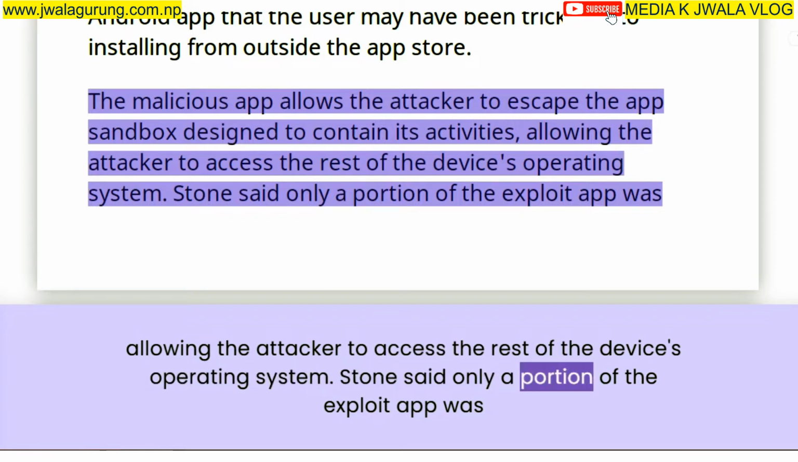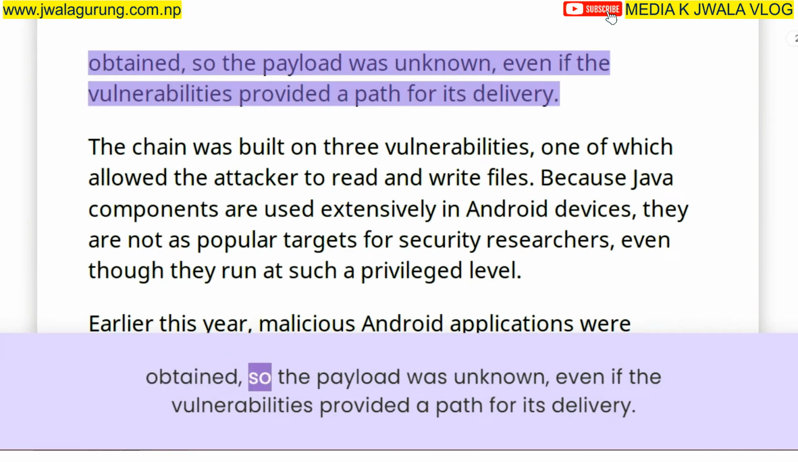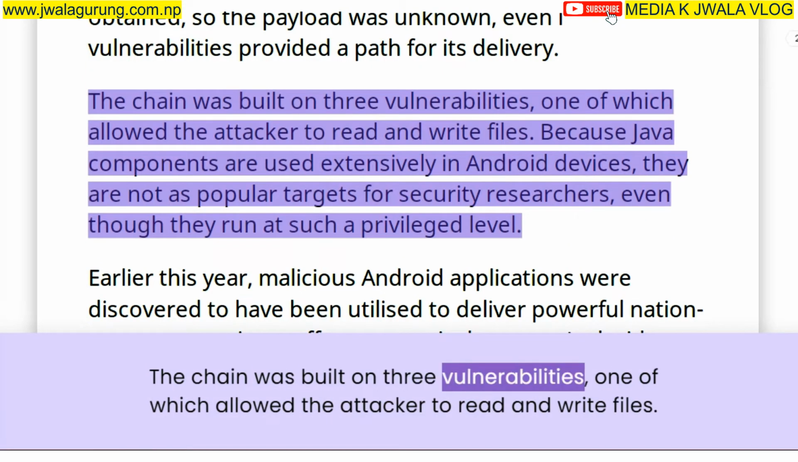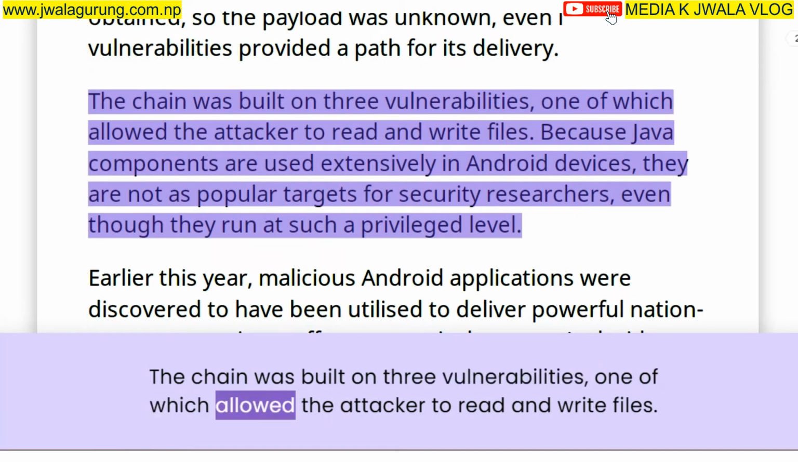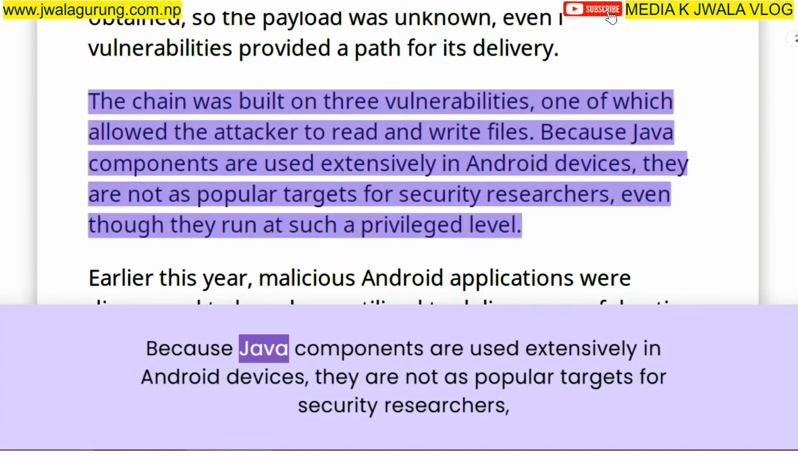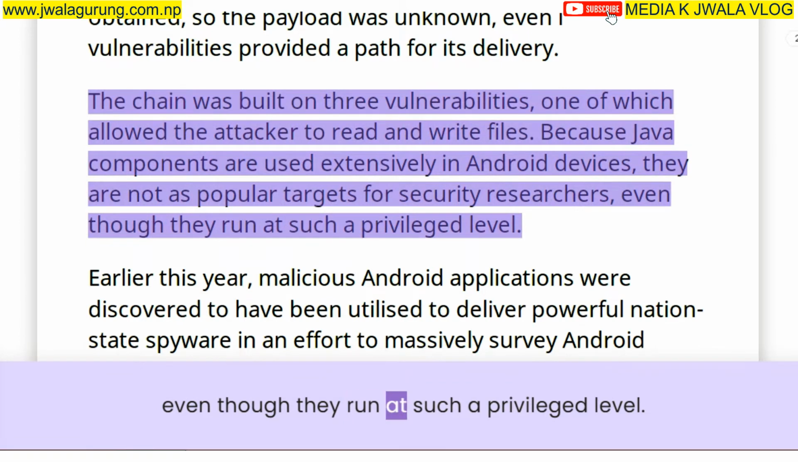Stone said only a portion of the exploit app was obtained, so the payload was unknown, even if the vulnerabilities provided a path for its delivery. The chain was built on 3 vulnerabilities, one of which allowed the attacker to read and write files. Because Java components are used extensively in Android devices, they are not as popular targets for security researchers, even though they run at such a privileged level.